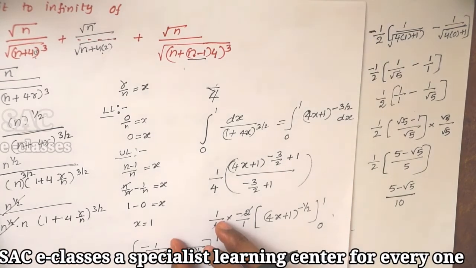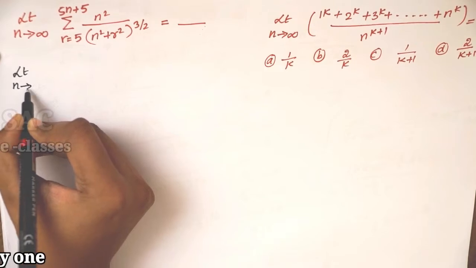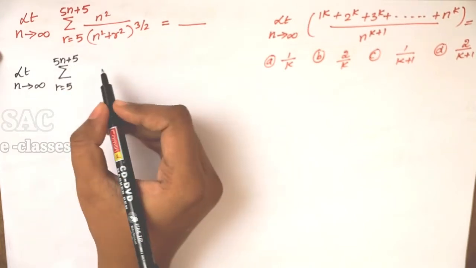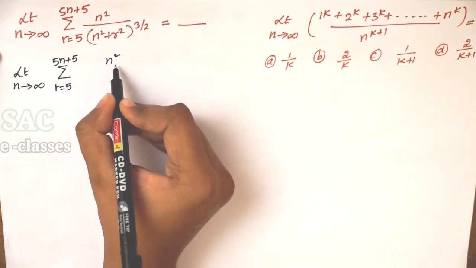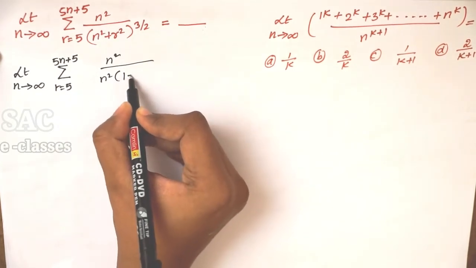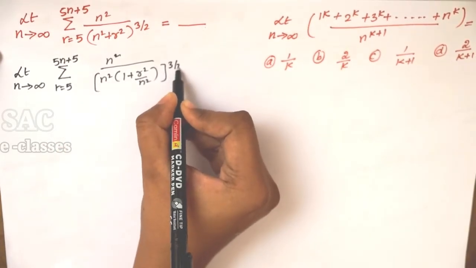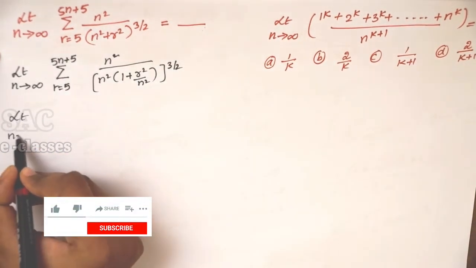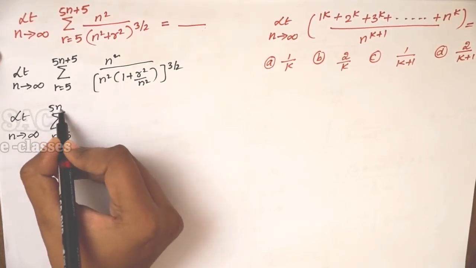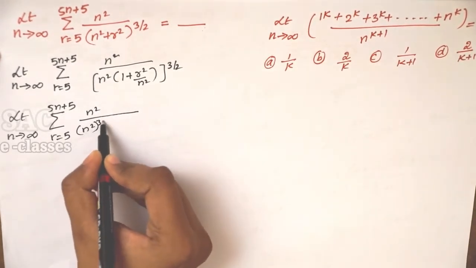Let us move to the next problem. The next problem is limit n tends to infinity sigma r equal to 5 to 5n plus 5. But here 1 by n is missing. For that, let me take out n square as common from the denominator. The limit n tends to infinity sigma r equal to 5 to 5n plus 5, n square by n square whole power 3 by 2.